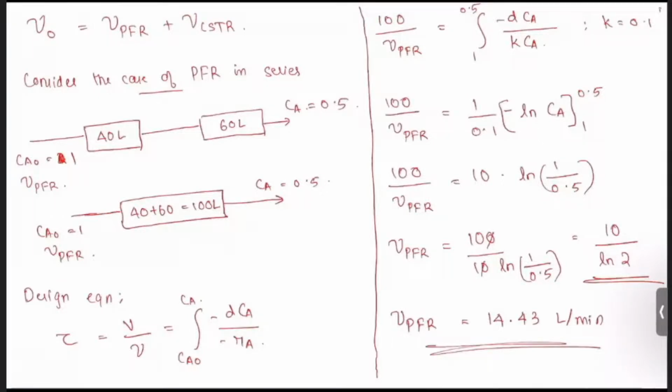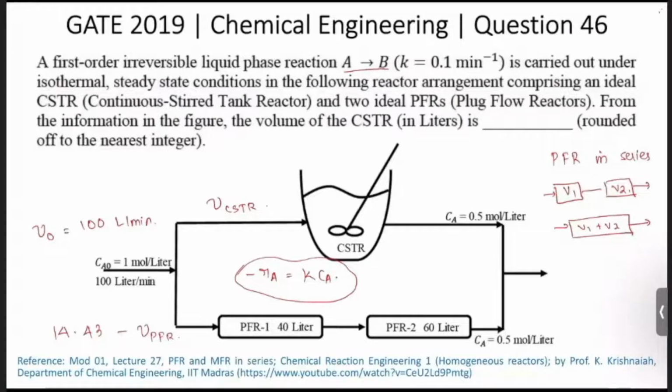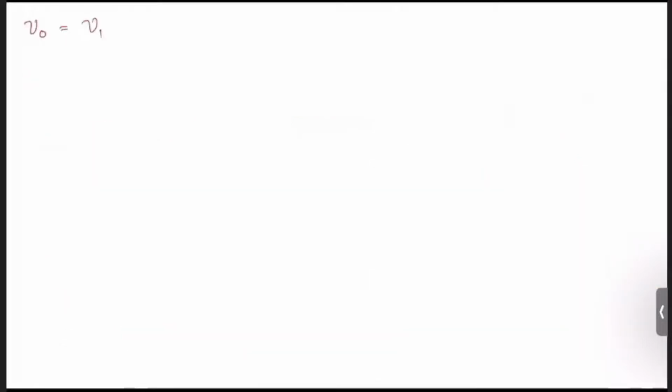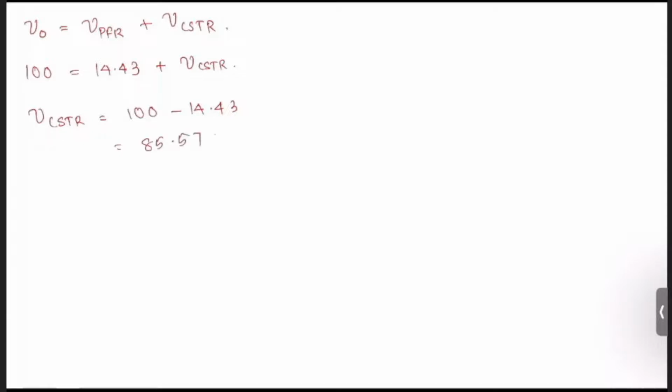So what this means is that nu PFR, 14.43, is the flow rate going to the series of PFRs. We had the equation for the total flow rate: nu0 is equal to nu PFR plus nu CSTR, and nu0, the total, was 100, equal to nu PFR, that is 14.43, plus nu CSTR. From this we can find the flow rate going to the CSTR. So nu CSTR will be 100 minus 14.43, and that will be 85.57 liter per minute.